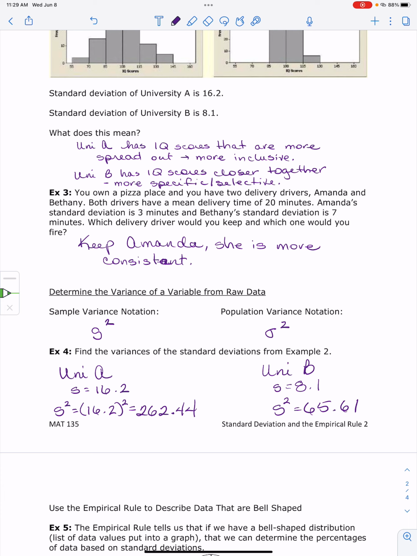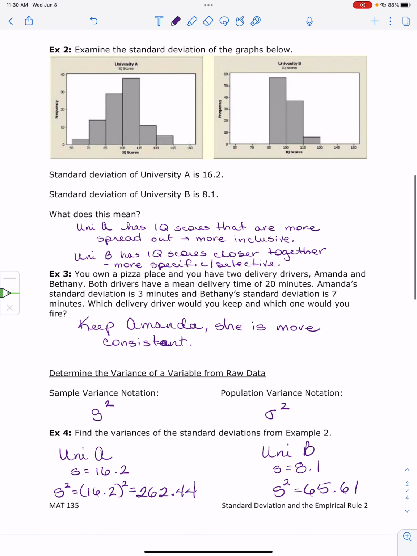Notice something. The standard deviation for University A is twice that of University B. My variance, though, is 4 times as large. So the larger the standard deviation, the bigger the variance is going to be. Okay.